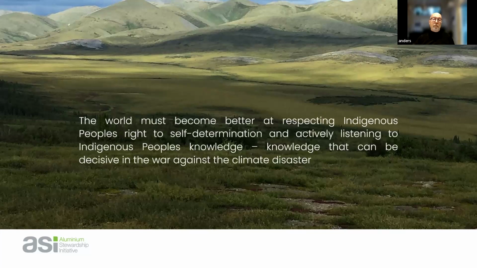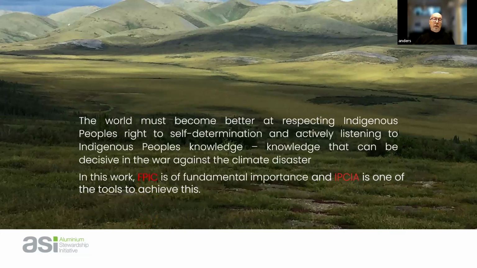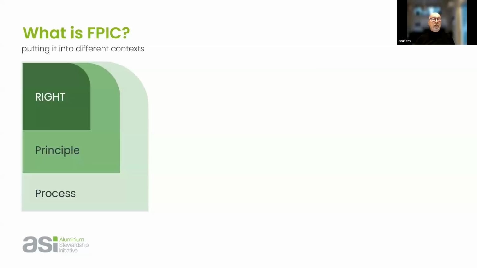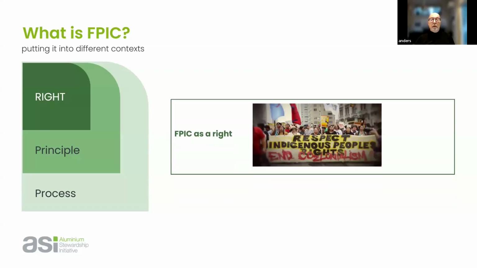So the world must become better at respecting Indigenous people's right to self-determination and actively listening to Indigenous people's knowledge that can be decisive in the war against the climate disaster. And in this work, FPIC, free, prior, and informed consent, is of fundamental importance. So what is then FPIC? Well, FPIC can be seen both as a right, as a principle, and as a process.